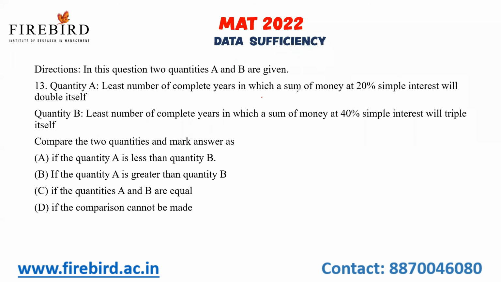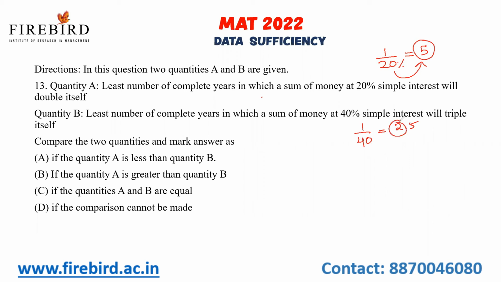Least number of complete years in which a sum of money at 20% simple interest will double itself. See, 20%, 1 by 20 is nothing but 5, right? So if I invest money at 20%, it will double in 5 years. And same if I invest money at 40%, 1 by 40 is nothing but 2.5, 0.25.